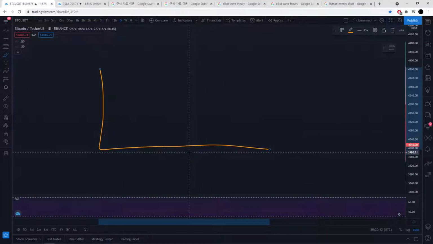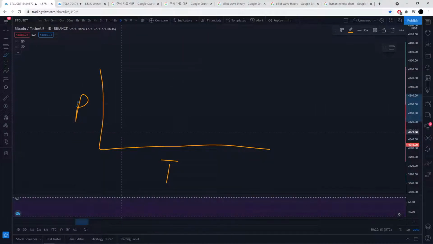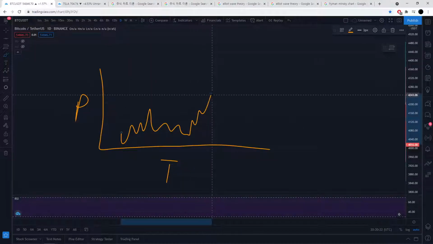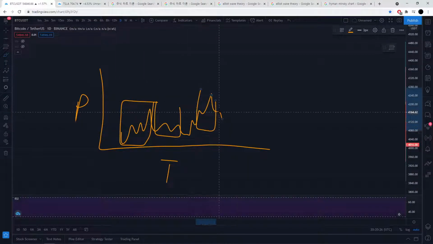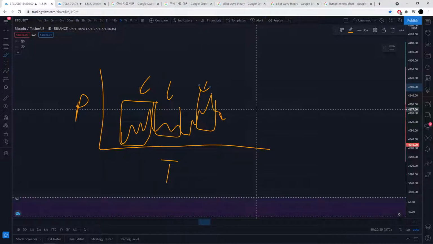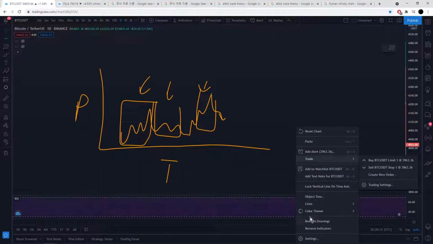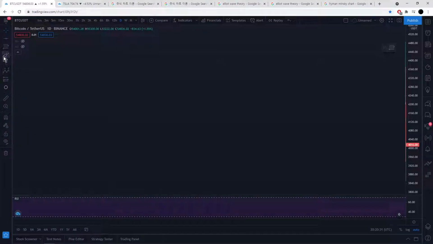Okay, so first of all, what is Elliott wave theory? A long time ago, a person named Elliott was looking at many stock charts. This is time, this is price, and he noticed there were many different waves forming different patterns. After certain patterns, he was able to predict what came next, so he named it Elliott wave theory. Basically, that's it.